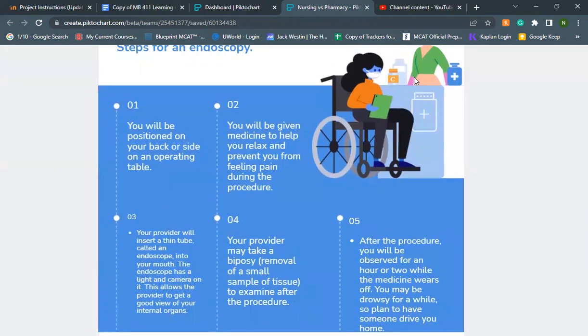The provider may take a biopsy, which is basically removing a small sample of the tissue that we can send to the lab for testing. After the procedure is completed, you'll be asked to stay at the facility for about 1 or 2 hours, and you may be drowsy for a while, so have someone take you back home. But just to get a little technical here, endoscopy is considered the gold standard in detection of H. pylori, but it is important to highlight that when I say endoscopy, the actual test we're referring to is the biopsy performed, so it is typically considered histology, which is the gold standard.